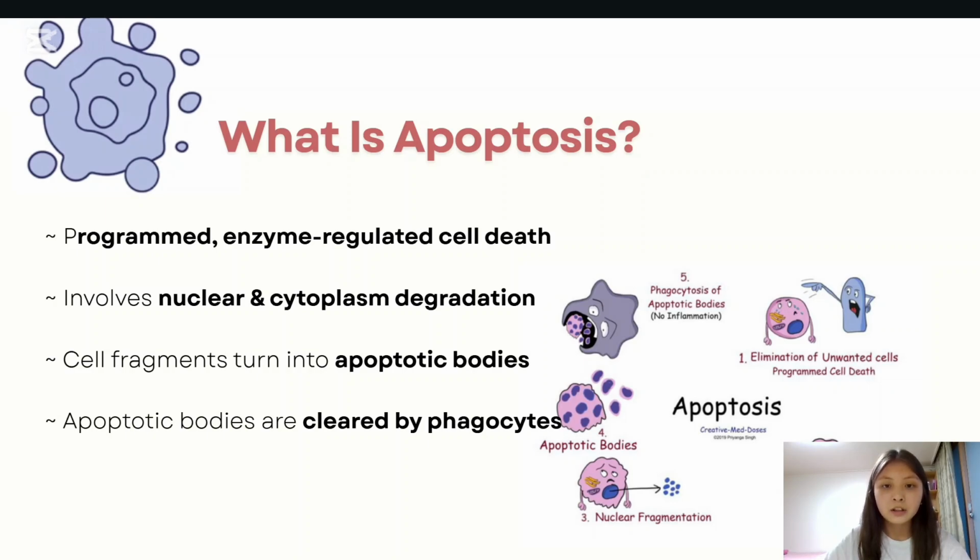After the nucleus and cytoplasm is degraded, the cell shrinks, and its contents are placed into small membrane-bound vesicles called apoptotic bodies. Once the apoptotic bodies are formed, in order to prevent the release of potentially harmful intracellular components, these vesicles, apoptotic bodies, are cleared away by phagocytes, which digest them.